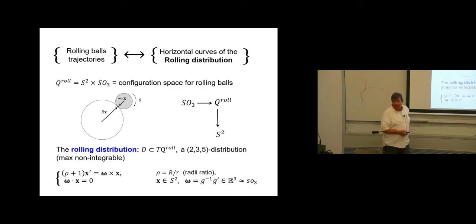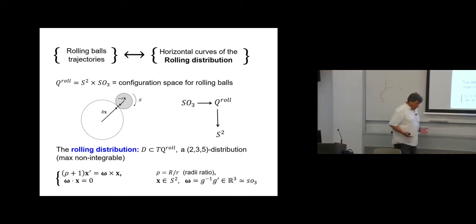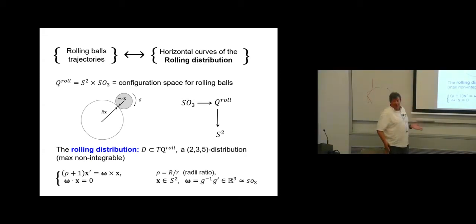Okay, so now the arrows. What is the relation between each of these two problems that I posed in the beginning and this Cartan distribution? So it's a geometrical model. The first one is the one that David pointed out. I call it Q roll. The configuration space of rolling is given by a point on the big sphere, the contact point of the two spheres, and the amount of rotation of the small sphere.